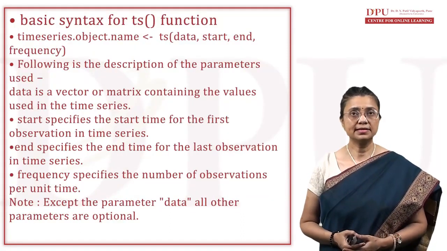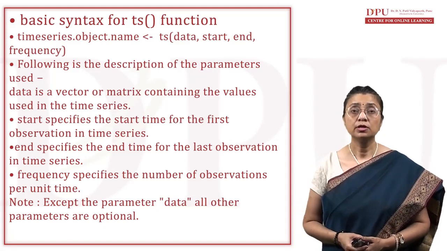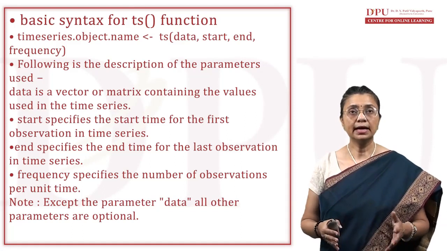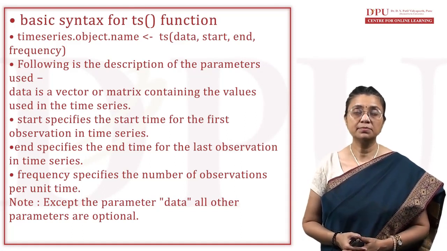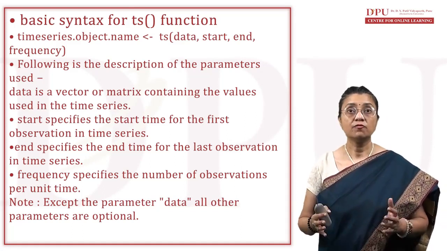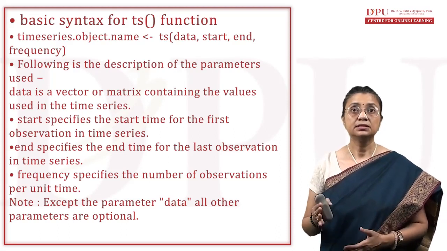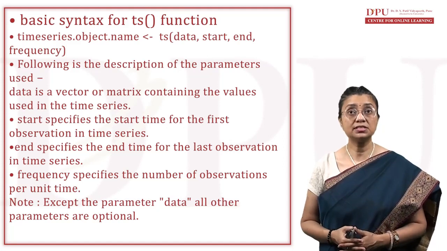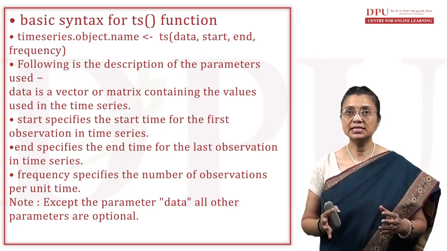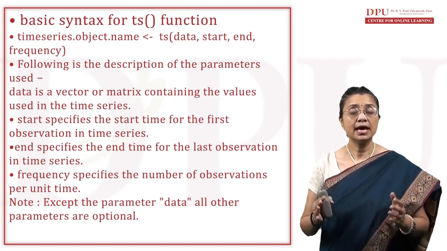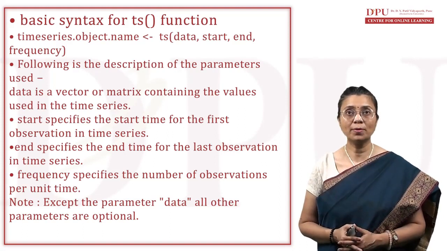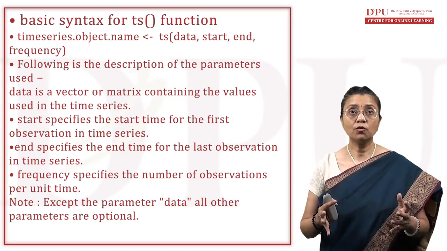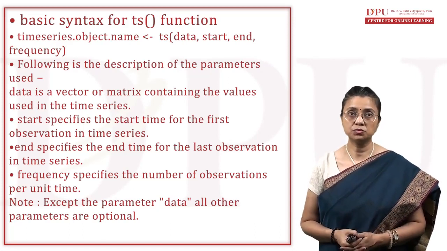Now, let's understand the basic syntax of the ts function so that we can understand the application in the programming part. timeseries.object.name is equal to ts, within brackets data, start, end, and frequency. Now you will ask what are these four parameters? The name of the function is ts, and within brackets we are passing four parameters: data, start, end, and frequency. So the following is the description of the parameters used.